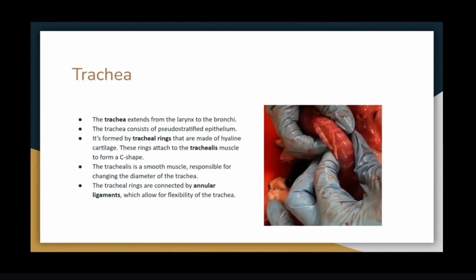The trachea extends from the larynx to the bronchi. It consists of pseudostratified epithelium, and it's formed by tracheal rings that are made of hyaline cartilage. These rings attach to the trachealis muscle to form a C shape. The trachealis is a smooth muscle responsible for changing the diameter of the trachea. The tracheal rings are connected by annular ligaments, which allow for flexibility of the trachea.